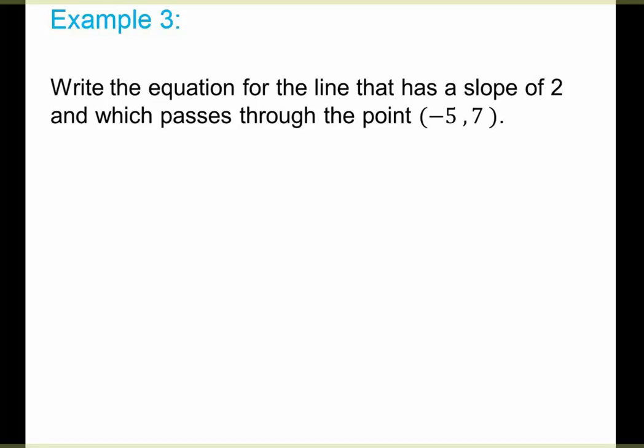Okay, let's take a look and see how you did. Write the equation for the line that has a slope of 2 and which passes through the point negative 5 comma 7. So like I said, I always write down my point slope form first. y minus y sub 1 equals the slope times the quantity x minus x sub 1. And just remember, x sub 1 and y sub 1, all that indicates is that's where you're going to be plugging in your coordinates.